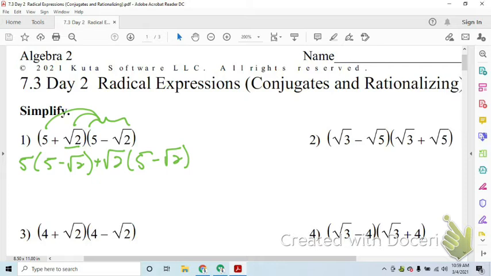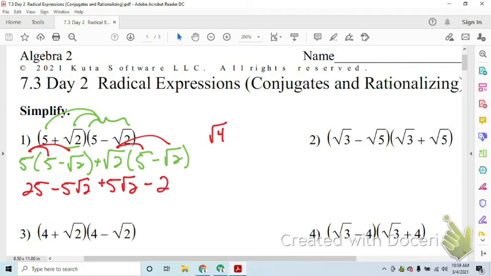All right, so after that step, we have 25 minus 5 root 2, then plus 5 root 2, and then minus, well, root 2 times root 2 is the square root of 4, which is 2. Now, look at those. Those make 0, they go away. What's 25 minus 2? It is 23.